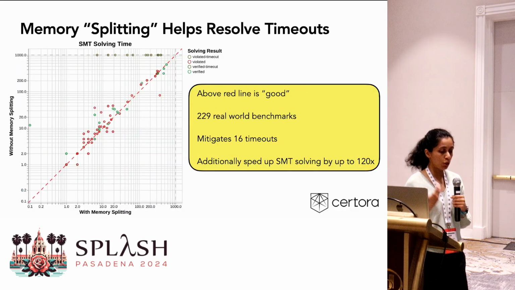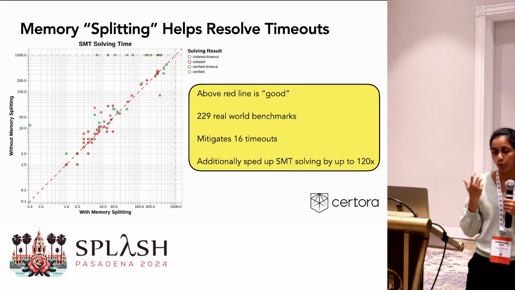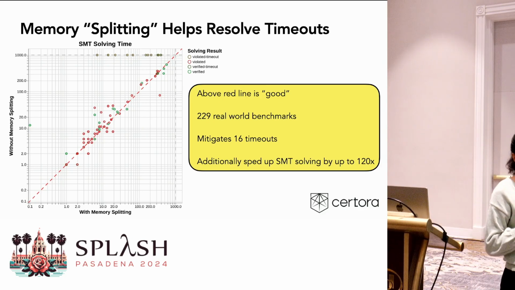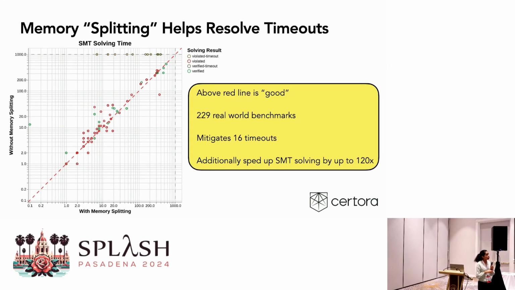OK, so now I want to talk about some results. Our goal was to speed up SMT solving when doing formal verification. To evaluate the system, we took 229 real-world benchmarks, and we ran formal verification on them with and without the memory splitting transformation. Each of these benchmarks is a verification task, which means there is a program in Solidity and a corresponding specification that comes with it. We ran our verification tool on those. Points above the red line are good. You can see here that in many cases, we are able to speed up SMT solving. But the most notable result is the number of timeouts that we solved.